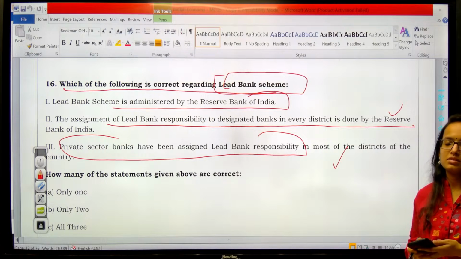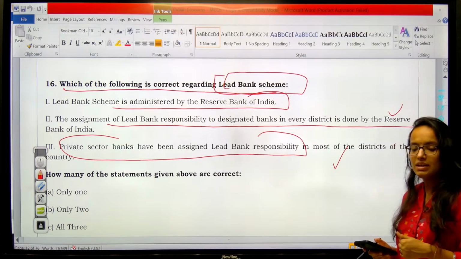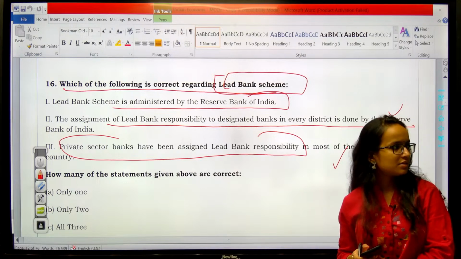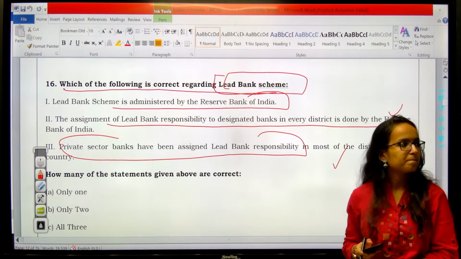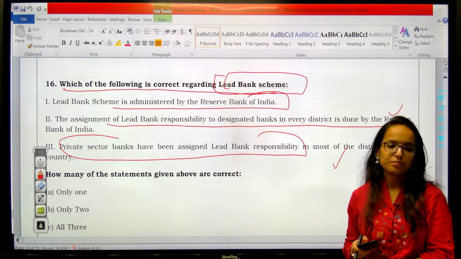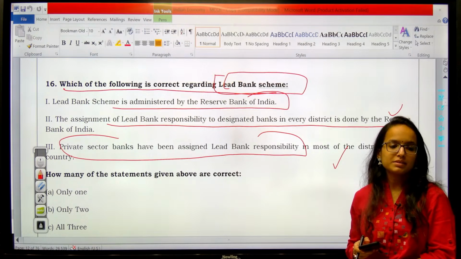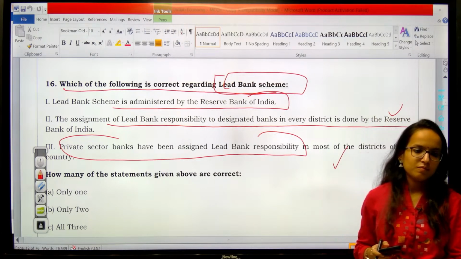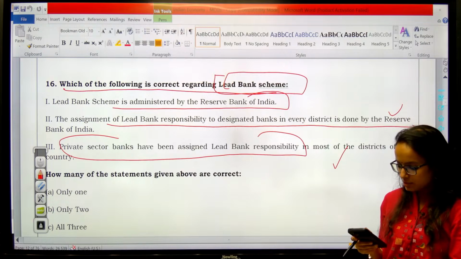Which is the correct answer? Tell me. You have to tell me the correct one. What should be the right answer here? Regarding lead bank scheme. What are your answers? Let me know.